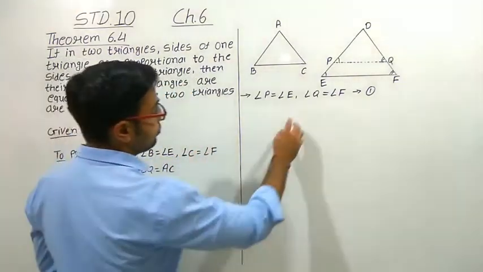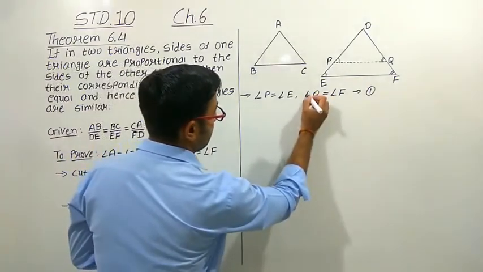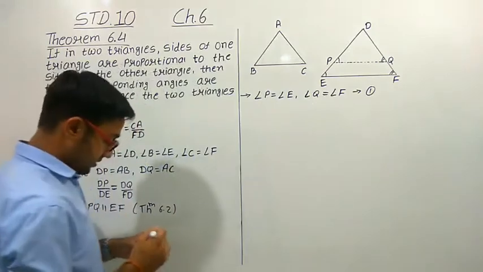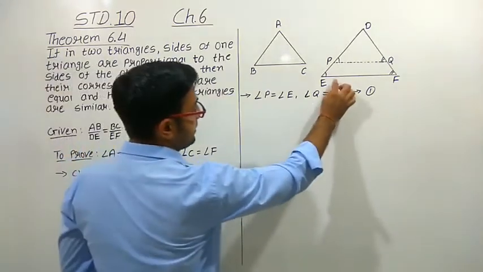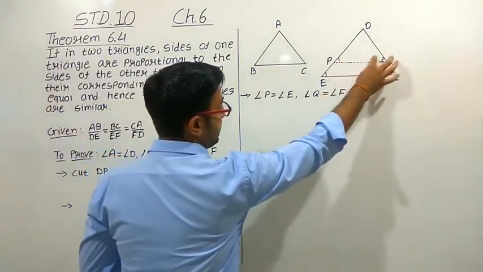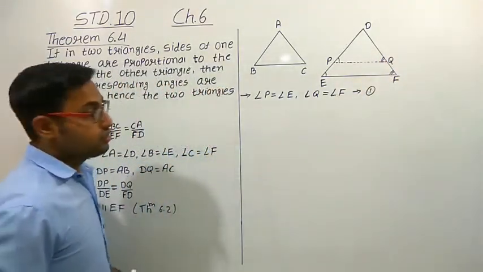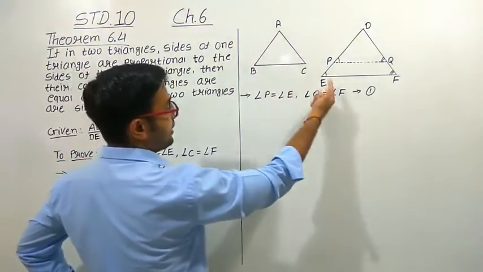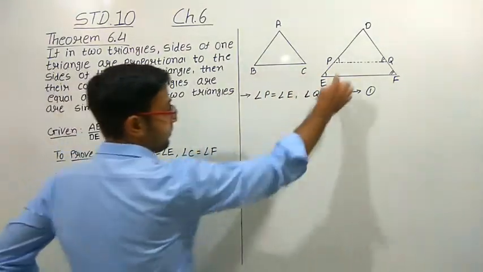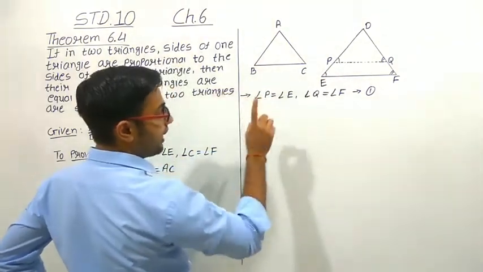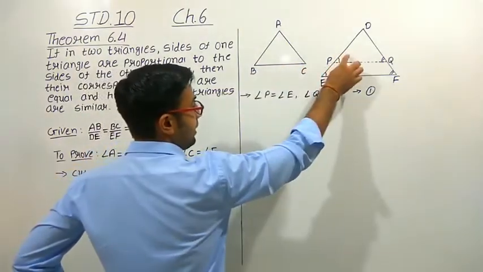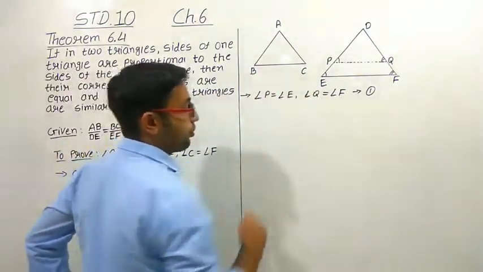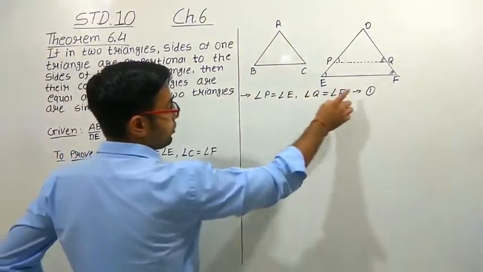So now we have to do the next thing. That is, see, this angle and this angle become equal. This angle and this angle also become equal. So here we have to prove that angle B and angle E are equal. But here we get P and E are equal. So if anyhow we can prove that B and P, both the angles equal, then we can show that B and E are also equal.